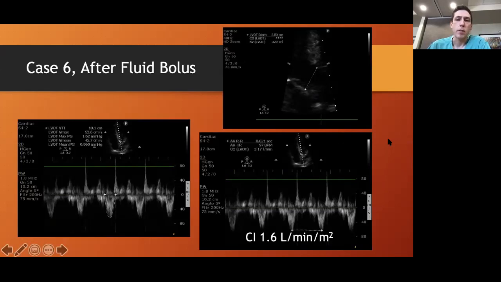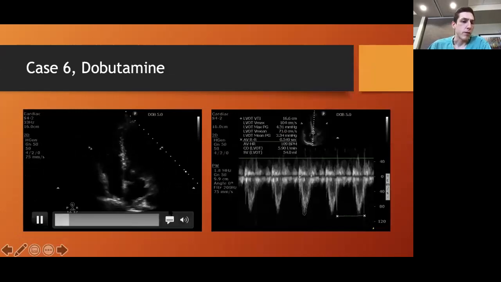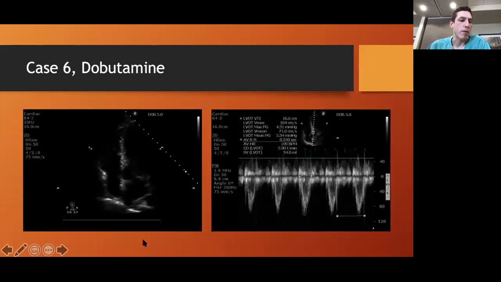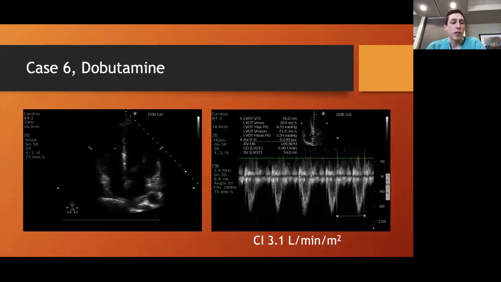And so based on this, the patient is started on dobutamine, following which his repeat echo, you can see on the left is apical 4. He now has much improved biventricular systolic function. And a repeat VTI has increased from 10 to 16 centimeters, which corresponds to a cardiac output of 5.9 liters per minute for an index of 3.1. So the patient is left like this and does much better overnight, has good urine output, and clears his lactate.